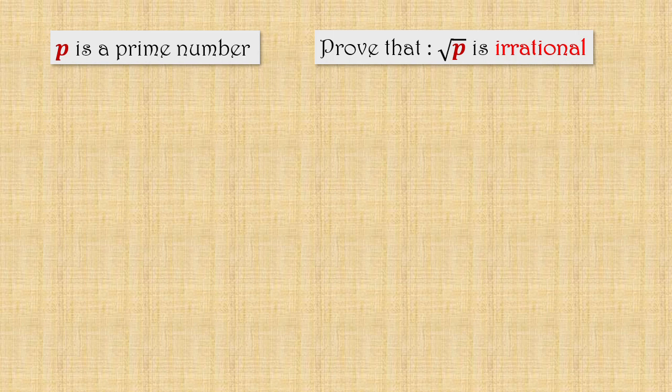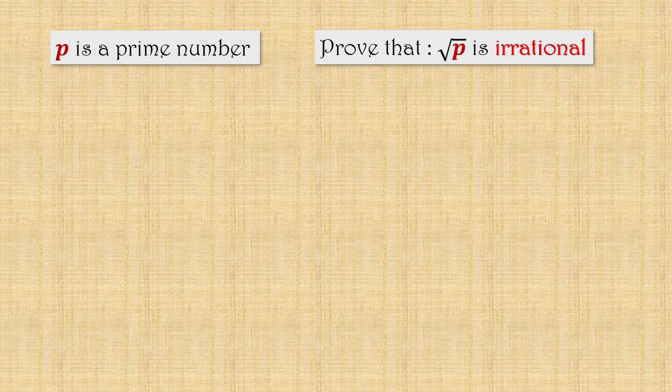Let p be a prime number. We would like to prove that the square root of p is an irrational number. Irrational numbers are real numbers which are not rational, which means that they do not belong to the set of rational numbers. So the question that comes to mind is, what's a rational number?